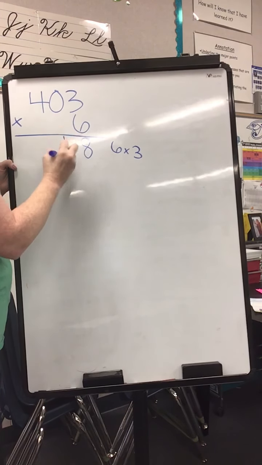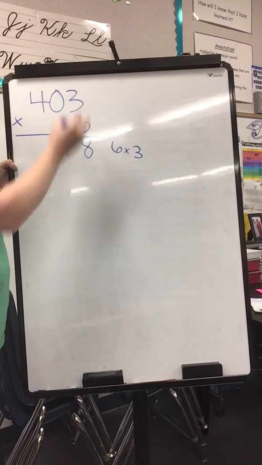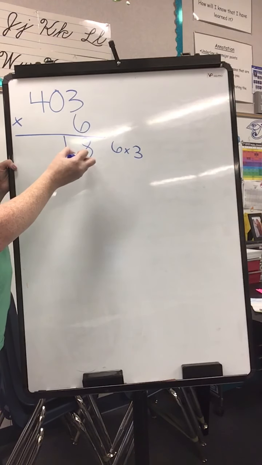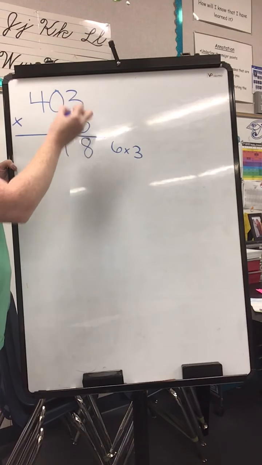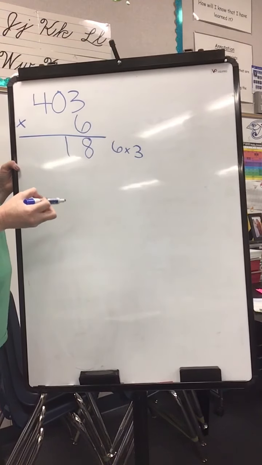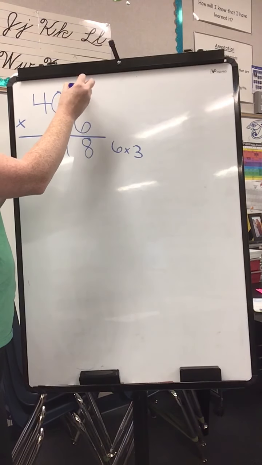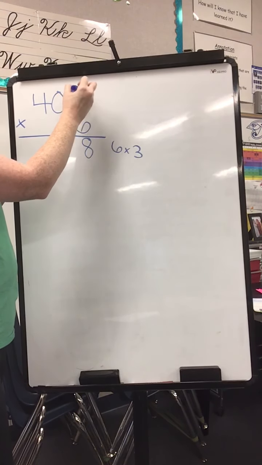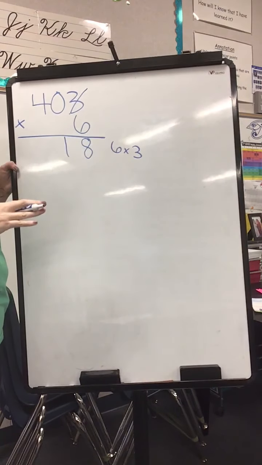So we want to make sure that our product gets lined up with our place. Because in 18, 8 is in the ones place, make sure it goes in the ones place, and then the 1 is in the tens place, so it goes into the tens place. So next thing, since we're done with the 3, if that will help you, you can cross the 3 off because we're not going to use it anymore.